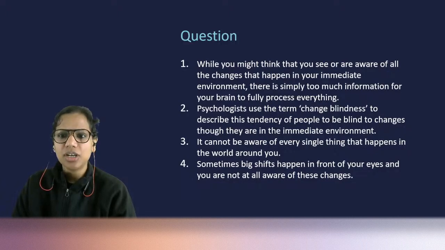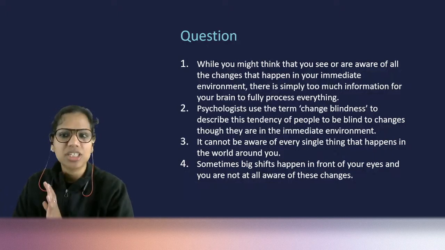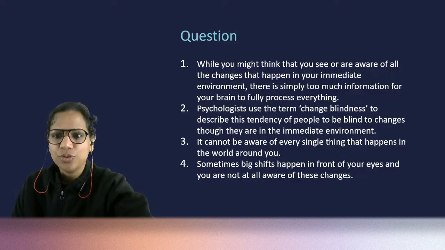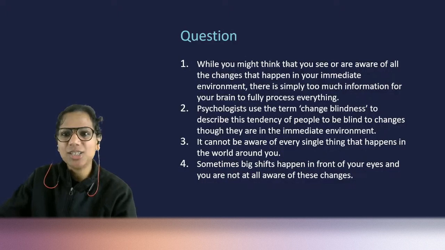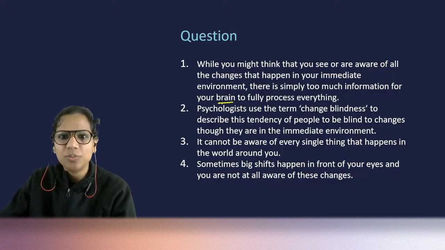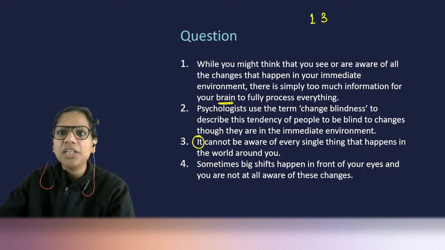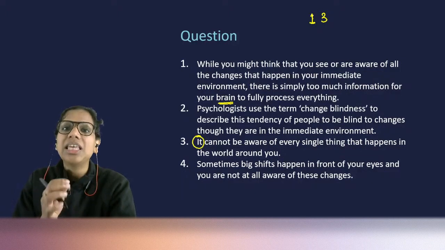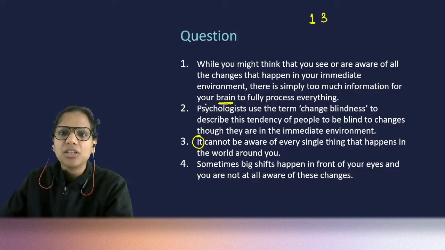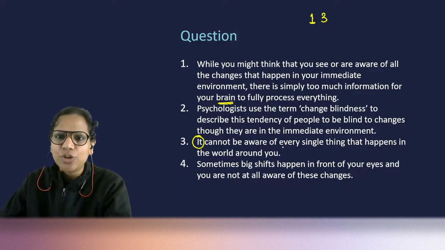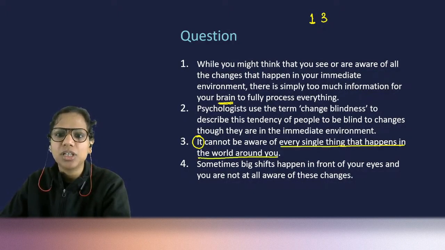Okay. So can we all agree that 1, 3 is a pair? Because the responses that I've got from you, all of you say that 1, 3 is a pair. Yes, and it's easy to spot it also because we talk about brain here and we say it cannot be aware of every single thing that happens in the world around you. Right. Now comes the theme based clues. So it cannot be aware of every single thing that happens in the world around you, right?